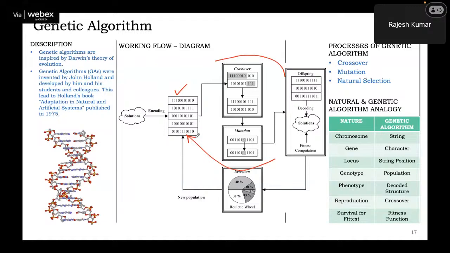Obviously there are parameters which need to be addressed here. We have crossover probability and mutation probability, and people have worked on how to get those settings in an appropriate manner so that we can have a better solution.